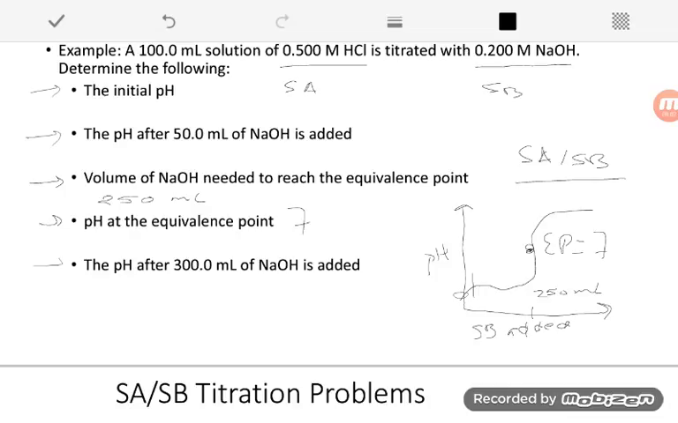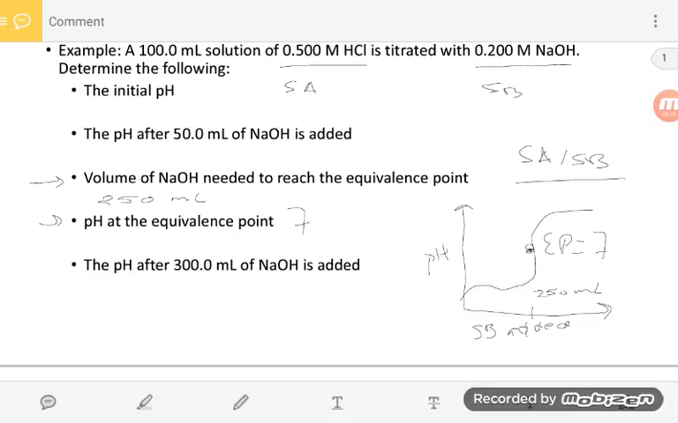On the other hand, the pH after 300 milliliters of sodium hydroxide is going to be after the equivalence point, maybe around there, and at that point I should have used up all of my acid, and then all I have left is base. So by figuring out where we are on the curve, we can really gauge our expectations. So let's go ahead, and now I'm just going to go in order. Now that I have my equivalence point, I know what to expect. I'm just going to start at the first one and then go from there.